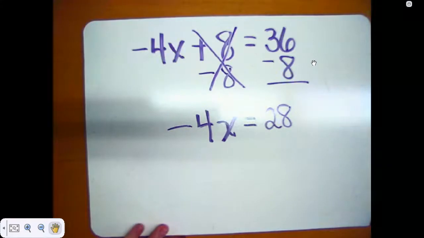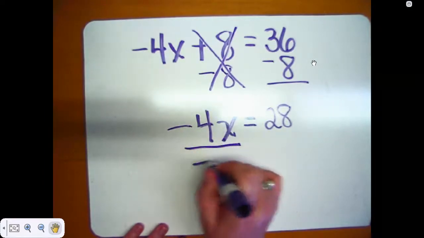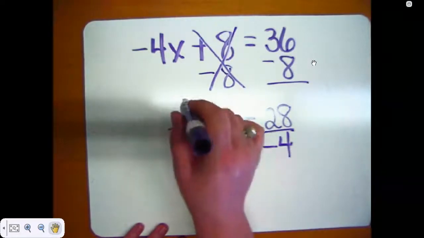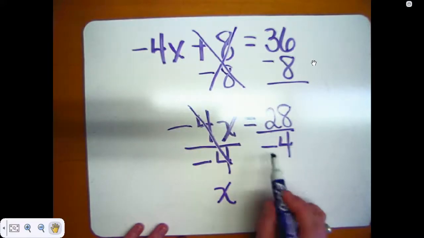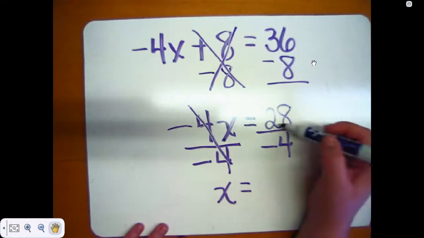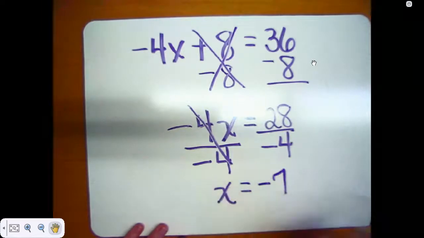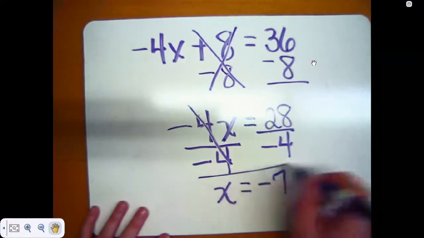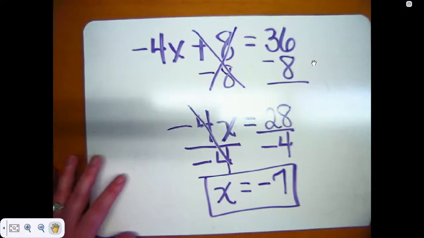So now we would need to divide by negative 4. Don't leave off that negative sign. So we would divide both sides by negative 4. Negative 4 divided by negative 4 is 1. So it would just be x. 1x is equal to 28 divided by negative 4, which is negative 7. So x is equal to negative 7. Don't forget those rules. They're going to come in handy.